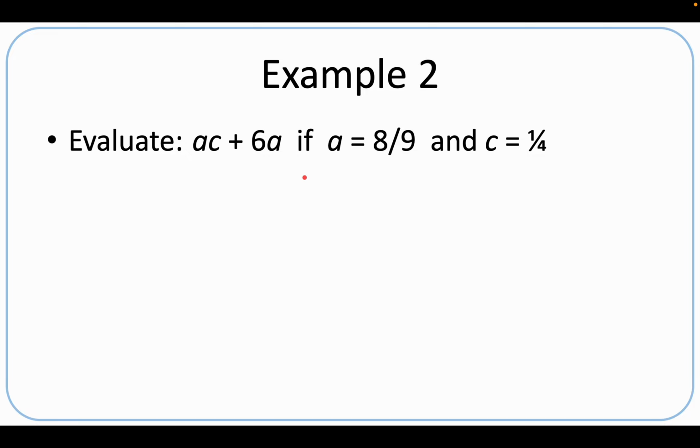Now here's another example. So a times c plus 6 times a, if a equals 8/9 and c equals 1/4. So I'm going to go ahead and put in these values. A is 8/9, and we're multiplying by c, which is 1/4. And then we're going to add 6a, which is 8/9. So it doesn't mean 6 and 8/9. It means 6 times 8/9.